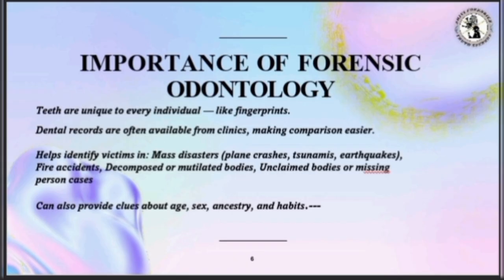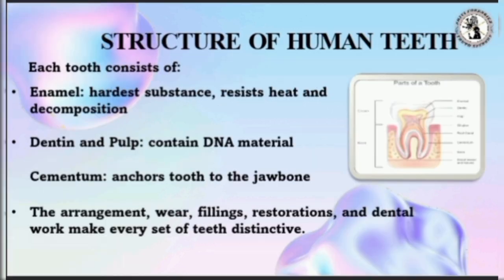Now, importance of forensic odontology. Teeth are unique to every individual, like fingerprints. Dental records are often available from clinics, making comparison easier. Helps identify victims in mass disasters, plane crashes, tsunamis, earthquakes, fire accidents, decomposed or mutilated bodies, unclaimed bodies, or missing person cases. Can also provide clues about age, sex, ancestry, and habits.